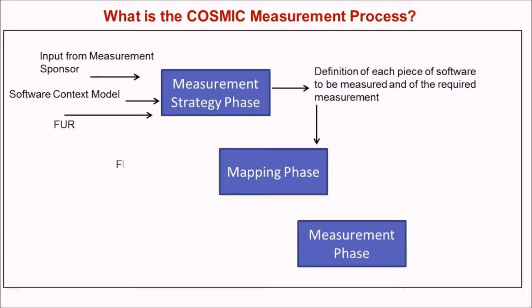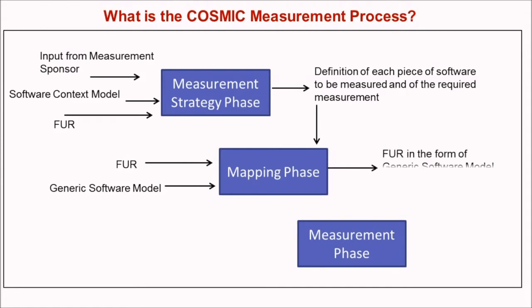To the mapping phase, FURs are again taken as input and the generic software model is applied, and the output would be the FUR in the form of the generic software model, where we have identified the functional processes and the data movements within them. And this is taken as input to the measurement phase, and the final output will be the functional size of software in the units of COSMIC function points. This is how we can represent COSMIC methodology in a nutshell.